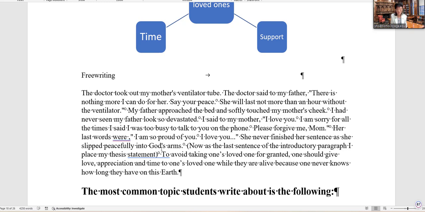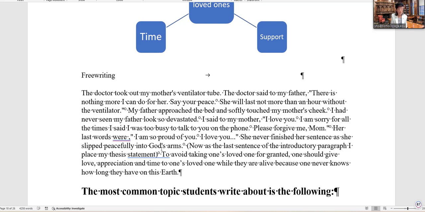My father approached the bed and softly touched my mother's cheek. I had never seen my father look so devastated. I said to my mother, "I love you. I am sorry for all the times I said I was too busy to talk to you on the phone. Please forgive me, Mom." Her last words to me were, "I am so proud of you. I love you."